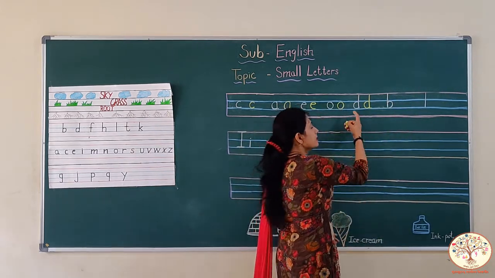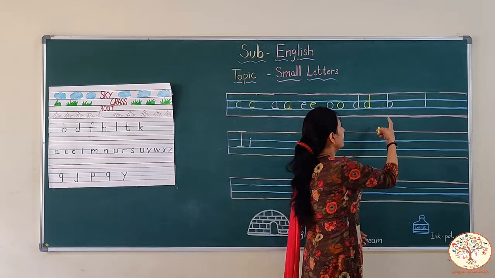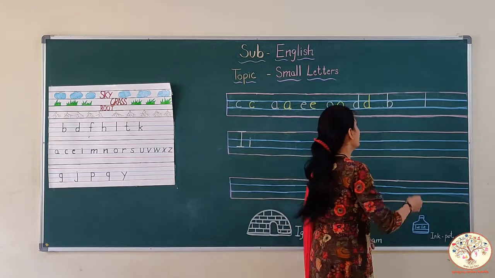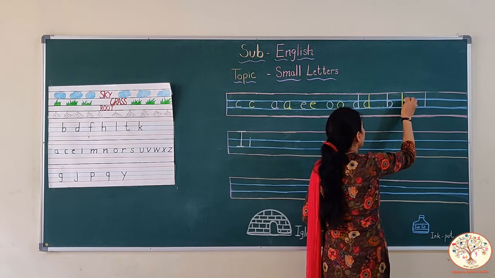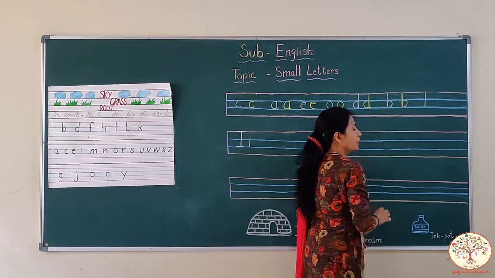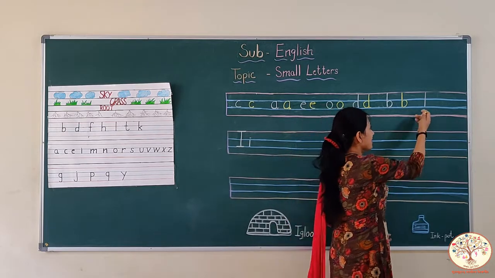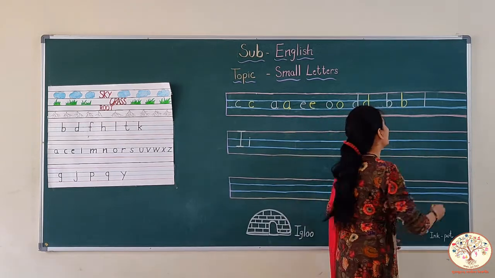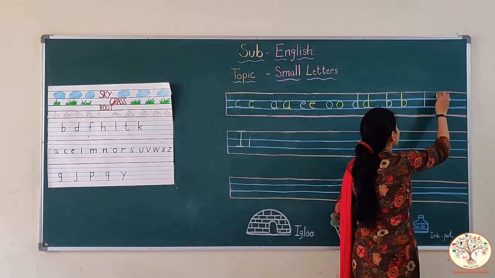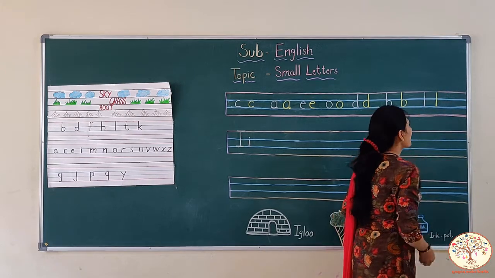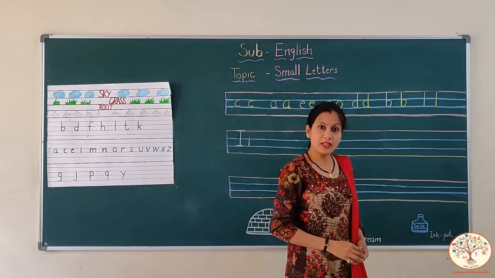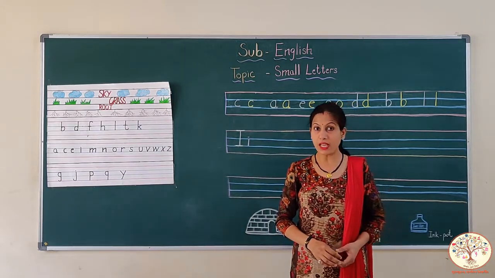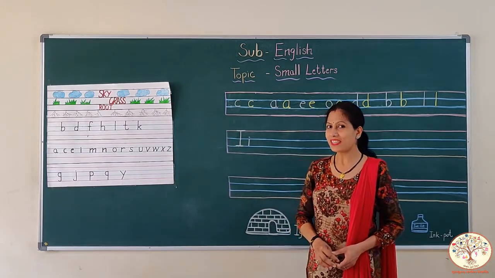Okay. This is D, and then this is B, small B, a standing line and a right curve. Okay, and this one, L, L says L, only a standing line. So these were the letters you have learned already. Now today we will learn a new letter.